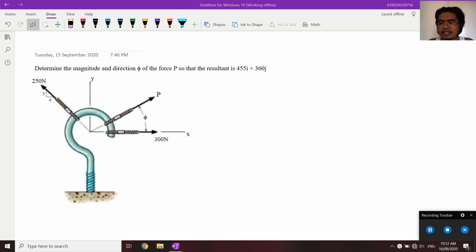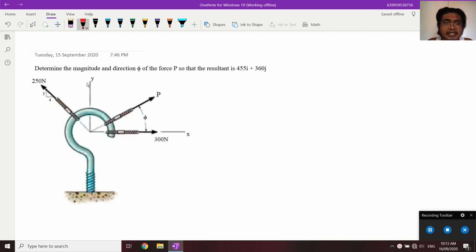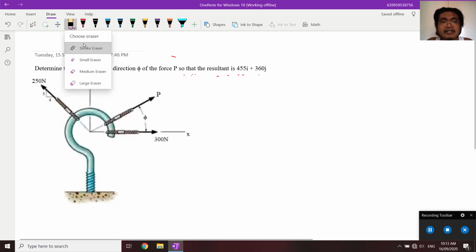Okay, so for our last example, determine the magnitude and direction phi of the force P so that the resultant is 455i plus 360j. So, pabalik na naman yung tanong, pero we're going to solve it as a vector. Ito ang reference axis natin, x and y. Meron tayong tatlong forces: 300 newtons, 250 newtons, tsaka si P which is unknown. Then unknown din yung kanyang direction, pero binigay yung kanyang resultant. Yun nga lang, naka-vector form ang resultant niya.